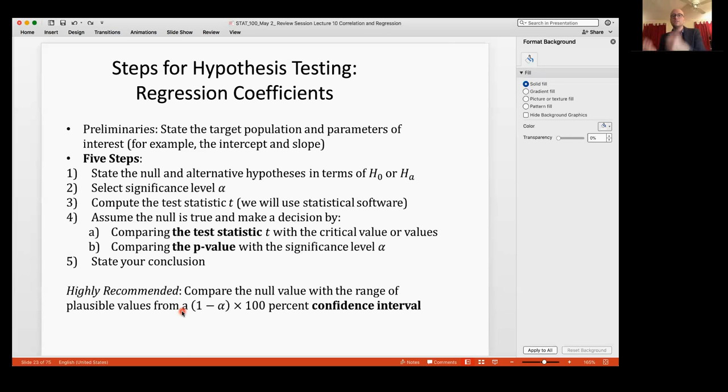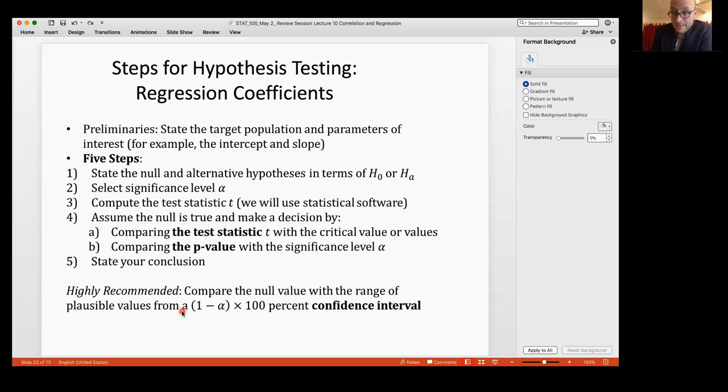You want to state the null and alternative hypotheses, which are H0 and HA. H0 would assume that the slope is zero: there's no linear association between X and Y. And the alternative hypothesis, which in practice is always two-sided, is that the slope is non-zero. In theory, you may want to hypothesize a positive or negative slope, but in practice, it's a two-sided test. We start with the assumption that there is no linear relationship. And if you reject that null hypothesis, then you'd say that the slope is non-zero.